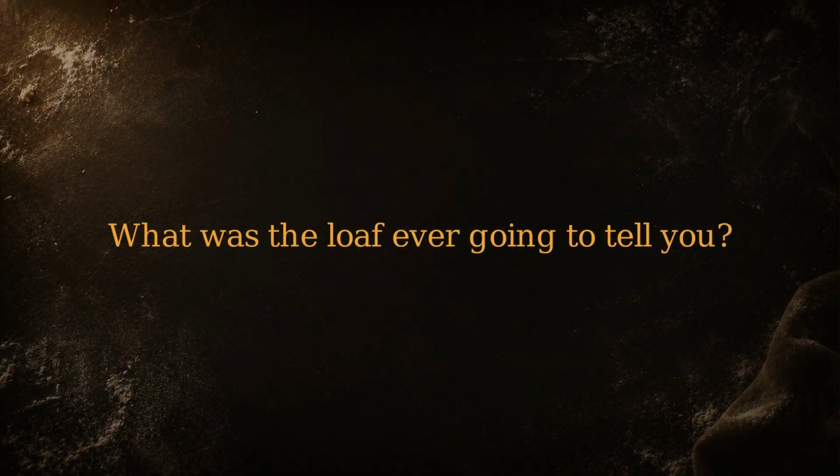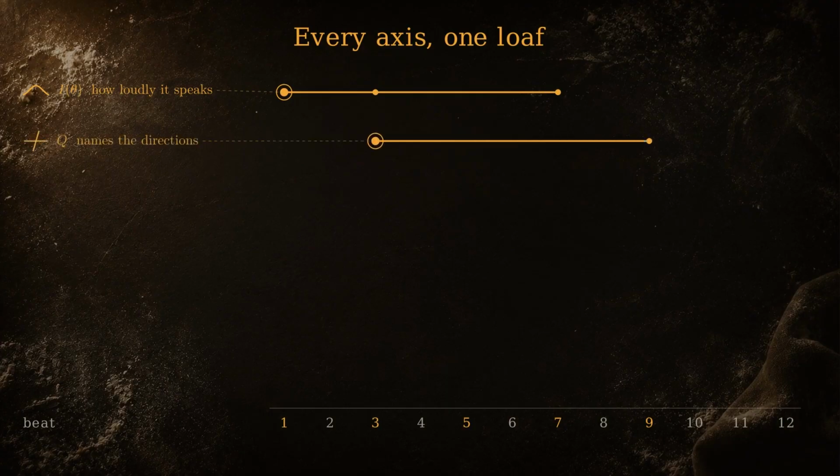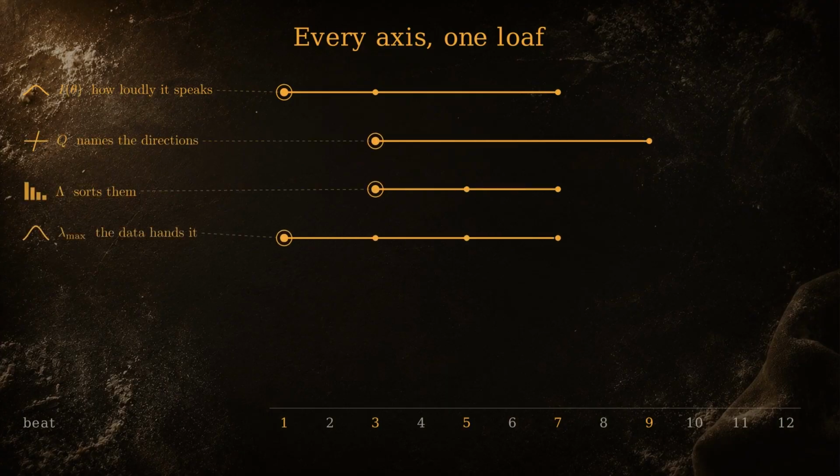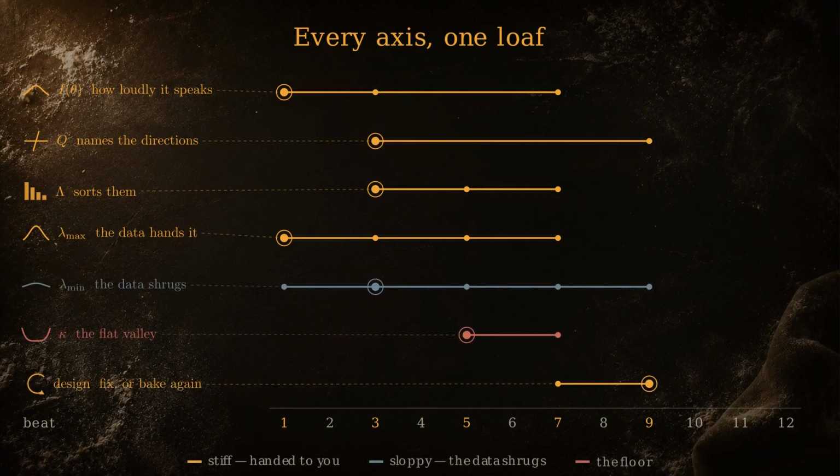So here is the whole room, on one wall. Every direction through your recipe, laid out by how loudly it speaks in the bread. The stiff ones at the top, the data simply hands these to you. The sloppy ones at the bottom, the data shrugs, and you either fix them or bake again to chase them down. The eigenvalues sorted them. The eigenvectors named them.